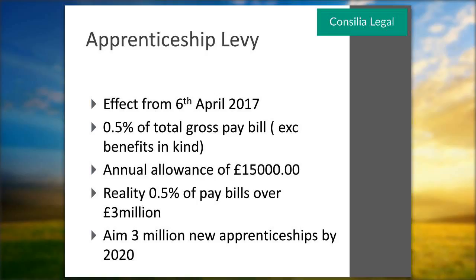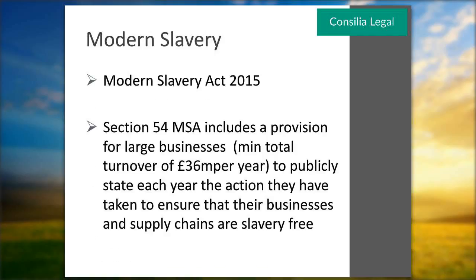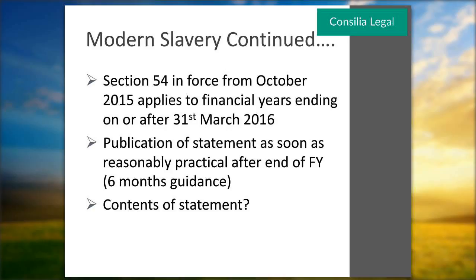Okay. Now, Modern Slavery Act then. I'm sorry this is a bit of everything, but we did say we'd give it an update. So, looking at the Modern Slavery Act 2015, we've got Section 54 of the Act. It includes a provision for large businesses, and I've said there with a minimum total turnover of 36 million per year, to publicly state each year the actions that they've taken to ensure that their businesses and their supply chains are slavery-free. Okay, it came into force in October 2015.